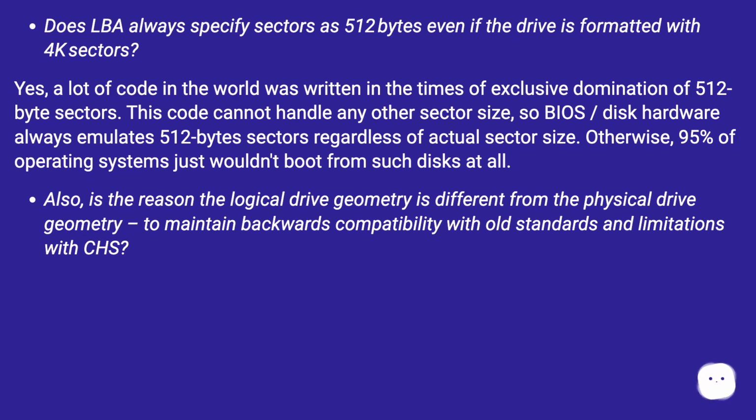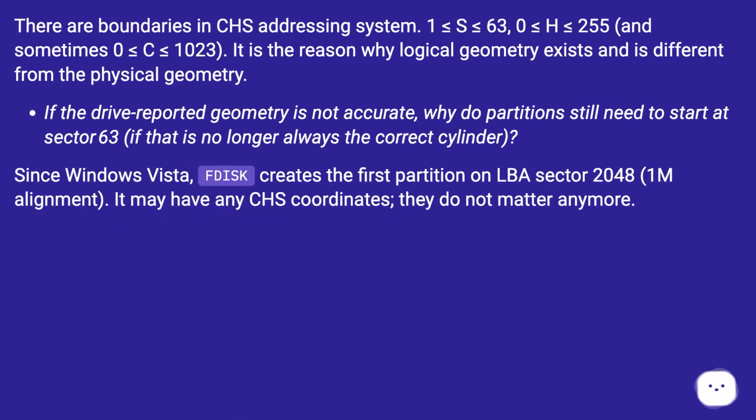Also, is the reason the logical drive geometry is different from the physical drive geometry to maintain backwards compatibility with old standards and limitations with CHS? There are boundaries in the CHS addressing system: 1 ≤ S ≤ 63, 0 ≤ H ≤ 255, and sometimes 0 ≤ C ≤ 1023. It is the reason why logical geometry exists and is different from the physical geometry.